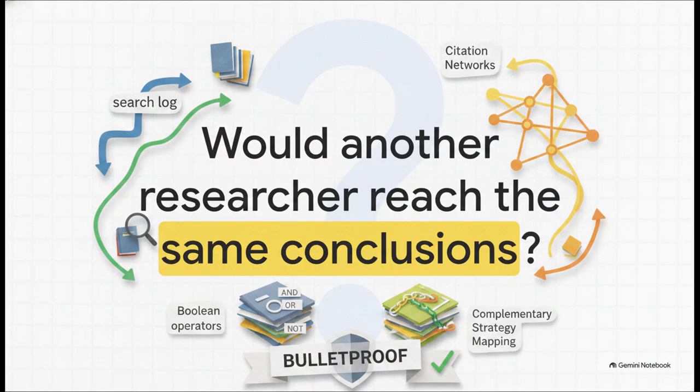I want to leave you with a bit of a provocative thought today. If another researcher followed your search log today, exactly as you wrote it, would they reach the exact same conclusions? Would they find the exact same papers? Well, if you use a complementary strategy, combining the incredible precision of Boolean operators with the expansive mapping of citation networks and logging every single step along the way, the answer should be a resounding yes. That is exactly what makes rigorous mapping matter so much, and it's what makes your next literature review completely bulletproof.